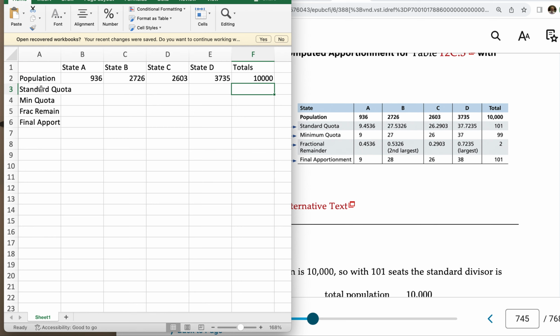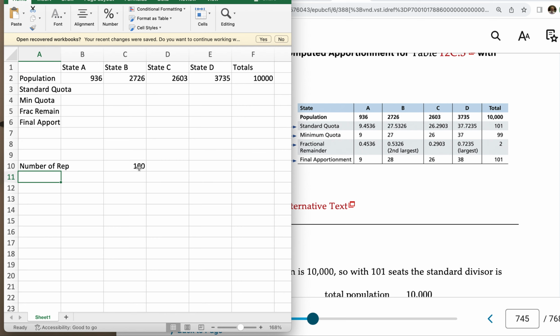Now, there were two standards. First, we have to find the standard divisor. Now, they said that the number of representatives was 100. Now, we may want to change that. So I'm making that a separate cell so I can change that number.